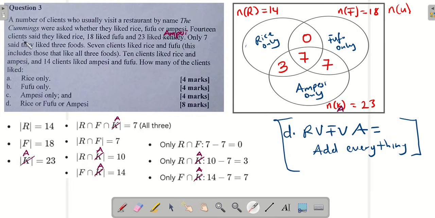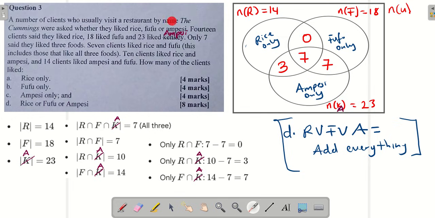Now, 14 clients said they liked rice, 18 liked fufu, and 23 liked ampisi. Now, they wrote kinky, so let's change it to ampisi. Now, only 7 said they liked 3 foods. 7 clients liked rice and fufu, and this includes those that liked all 3 foods. 10 clients liked rice and ampisi, and 14 clients liked ampisi and fufu. How many of the clients liked rice only, fufu only, ampisi only, and rice or fufu or ampisi?